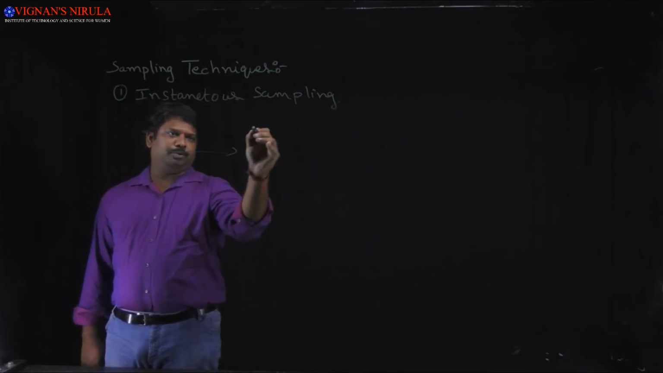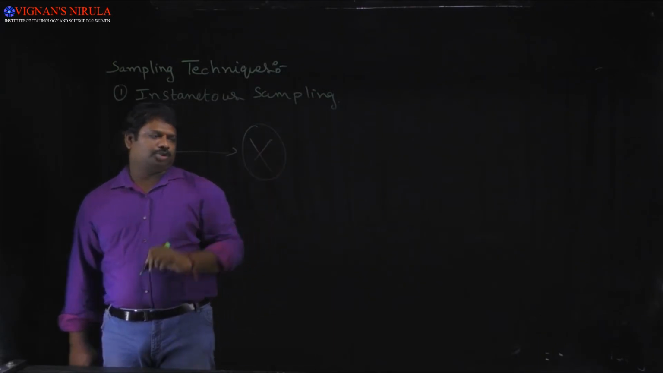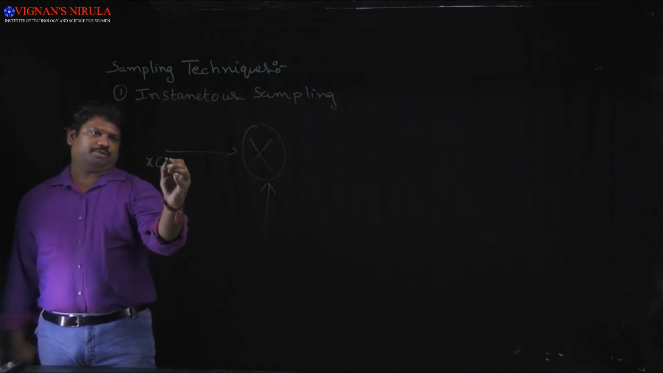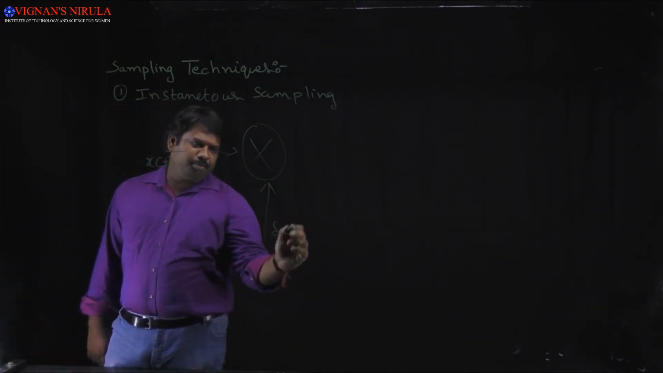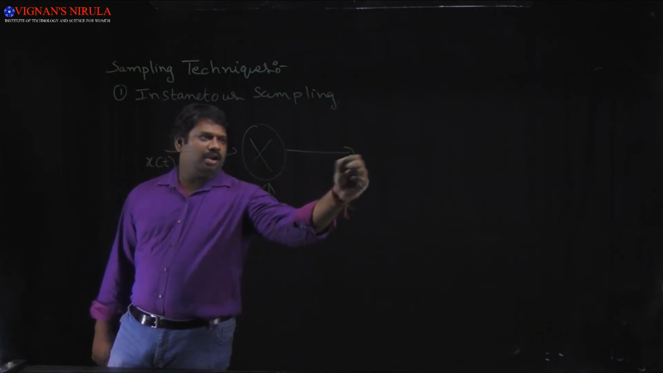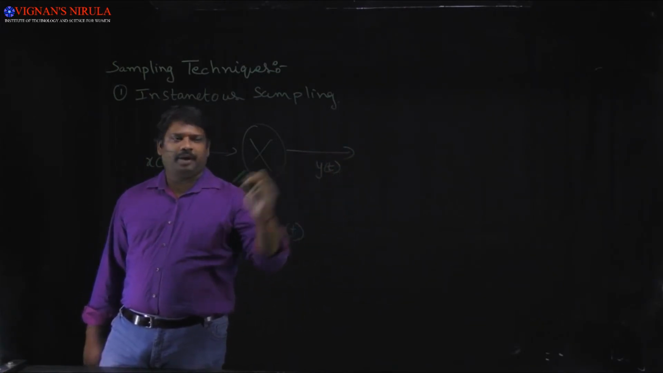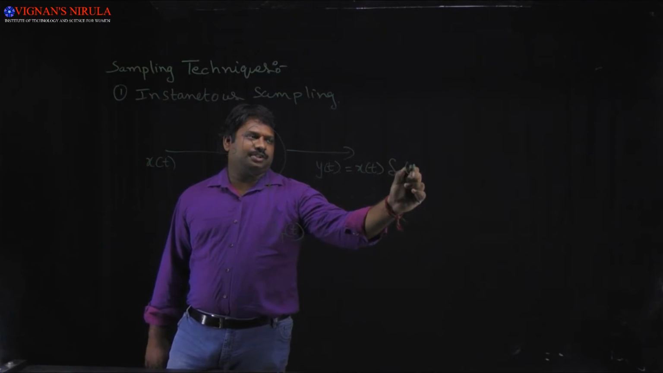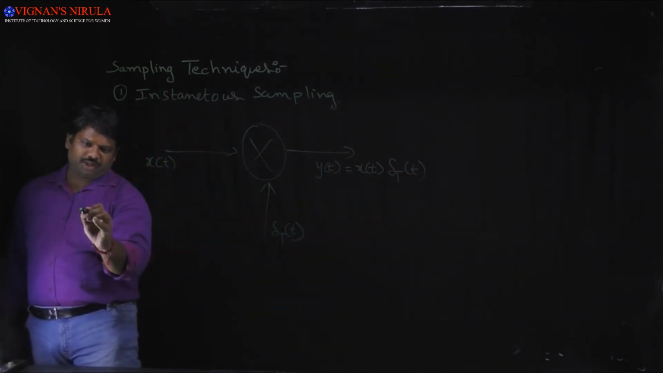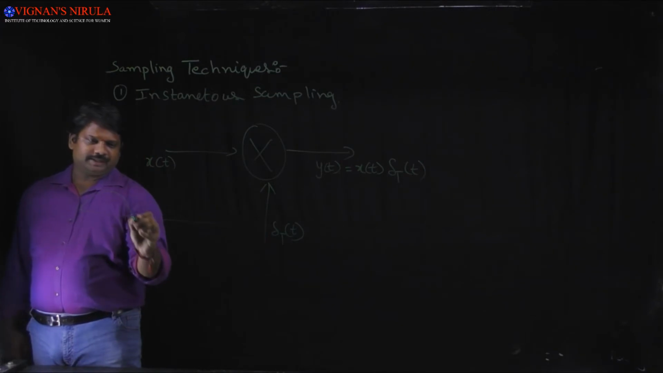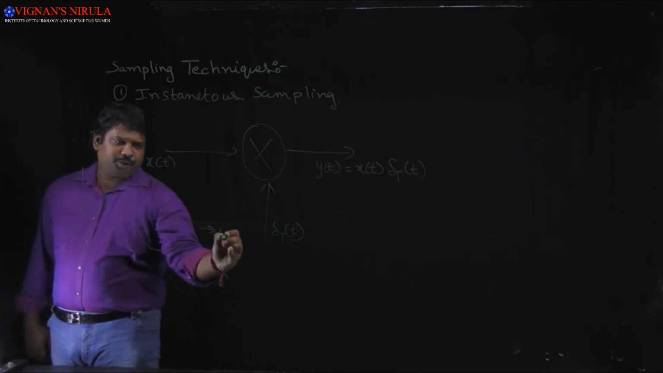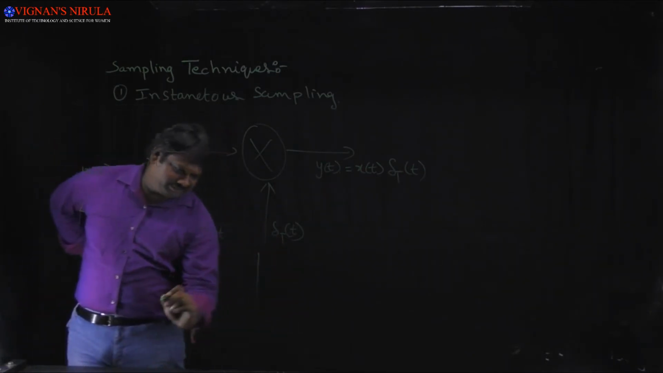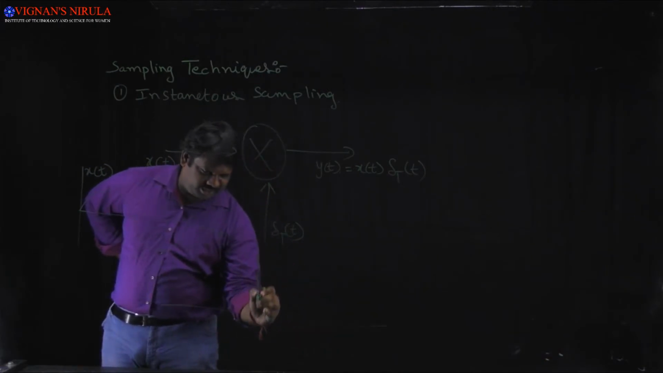There is a general sampling that we have seen in the process of the sampling theorem. That is, we have taken an initial signal x of t and it is multiplied with the train of impulses function, and the output is some y of t, right? That y of t is simply the multiplication of x of t and the train of impulses function. Basically, this x of t can be any continuous signal like this, and the train of impulses function looks like this.